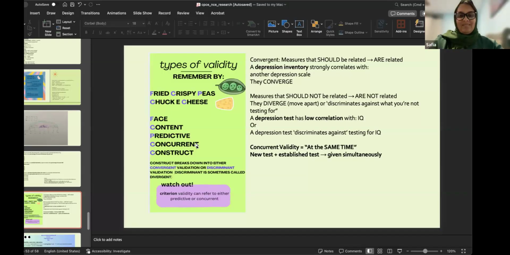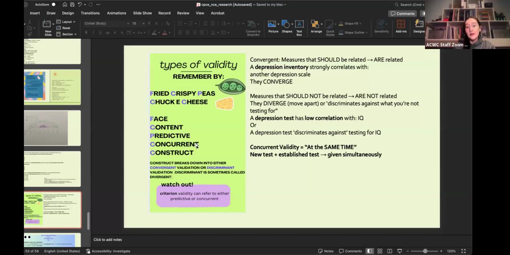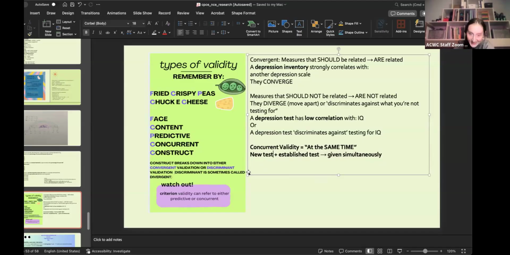Okay. So, like I was saying, how these tests are, sometimes there are exceptions, but usually that's why I have it down here like this. Some of the keywords I've noticed will be like at the same time, or you'll have a new test and an established test given simultaneously. Those types of words are what I usually see with those types of questions, if it's concurrent validity.